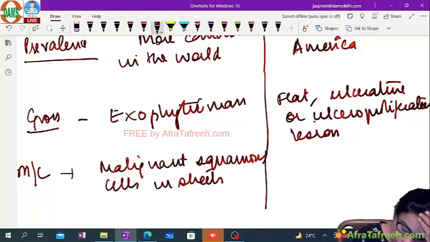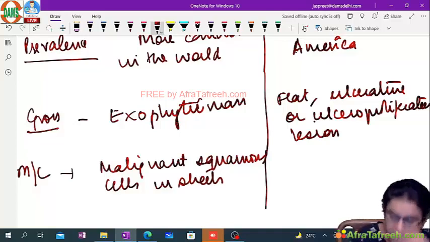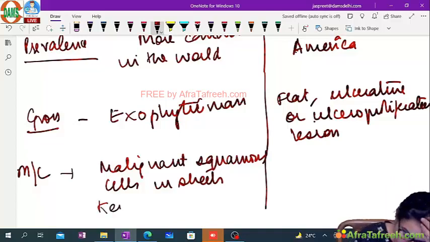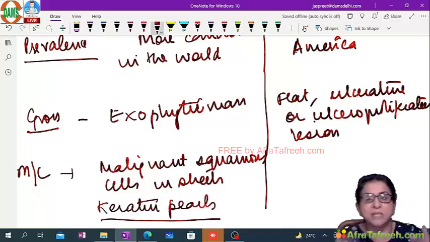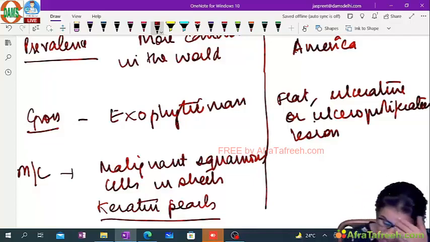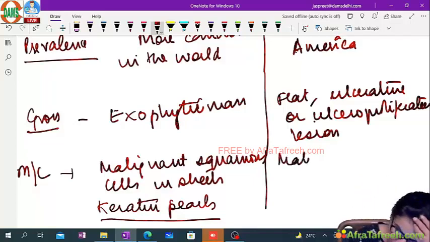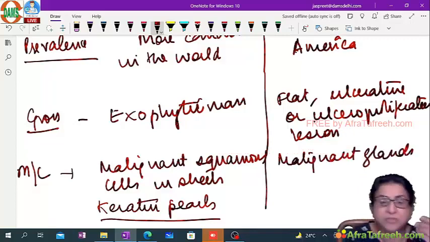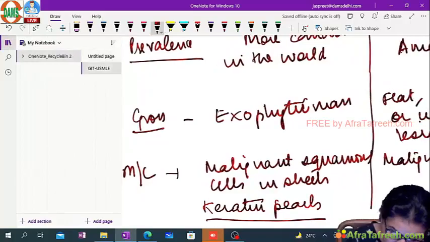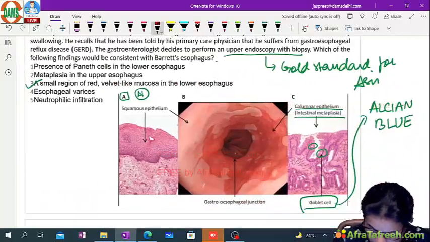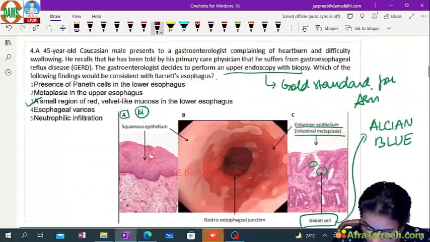Okay, so microscopy in squamous cell carcinoma, you have malignant squamous cells in sheets, and sometimes you can even see something called keratin pearls. So these squamous cells form pink colored whorl structures called keratin pearls. And in adenocarcinoma, you have malignant glands. So that is about carcinoma esophagus.